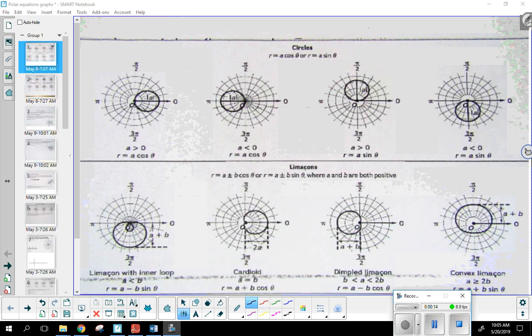So our plan today and tomorrow, we're going to try and get as far with this final lesson as we can. I'll definitely be able to show you circles, limacons. We'll talk about roses.